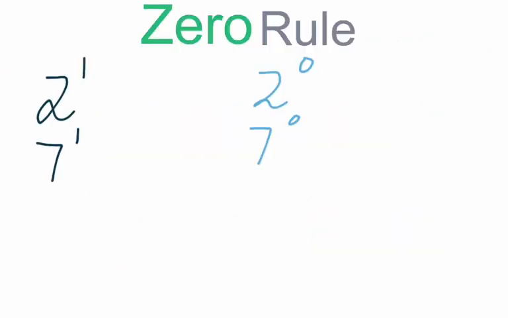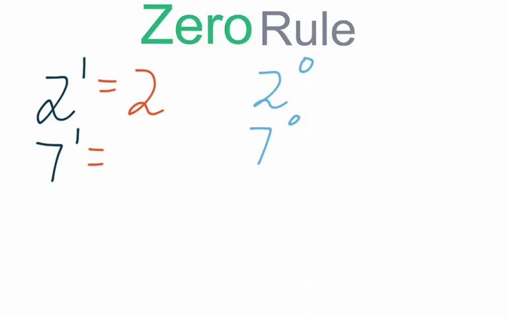So let's start with the 0 rule. Let's think about this real quick. You've got this on your paper. Let's look over here on the left side. If I had 2 to the first power, what do we really have? You don't really see the 1 up there. It's just assumed to be there when we write it algebraically. But 2 to the first power is just 2.